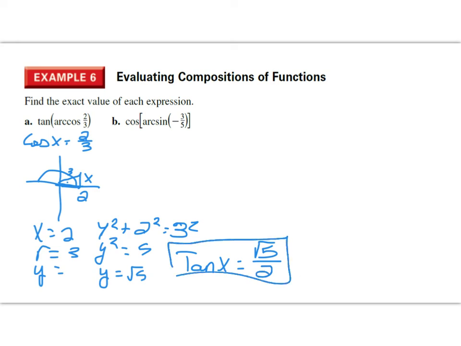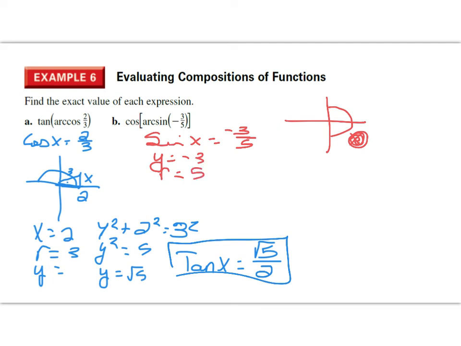Okay, so now let's think about the next one. And the next one is the arc sine. So the sine of some angle is equal to -3/5. And so if you remember where the sine is restricted to, it's restricted to here. So that means that we are talking about this area here, down here somewhere, where we know y is -3, r is 5. We need to find our x.